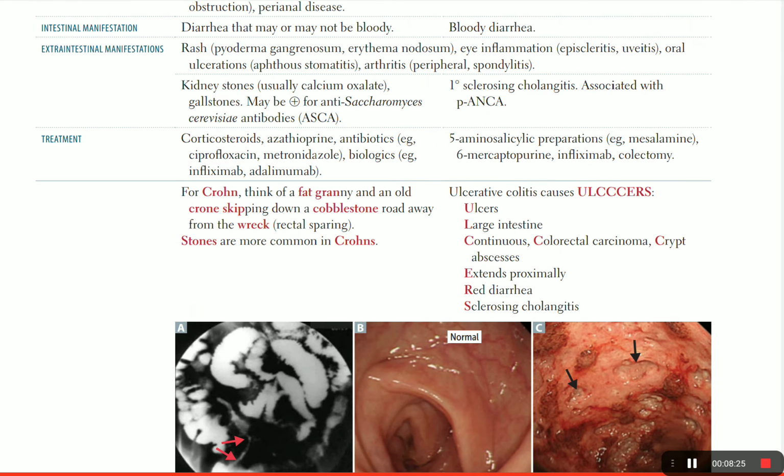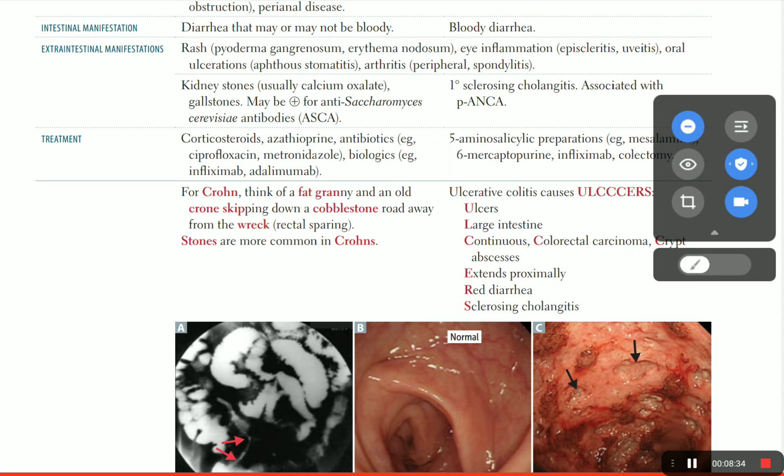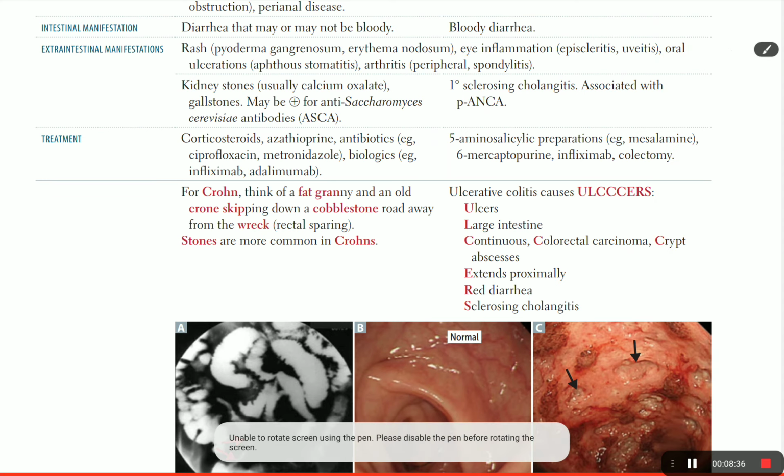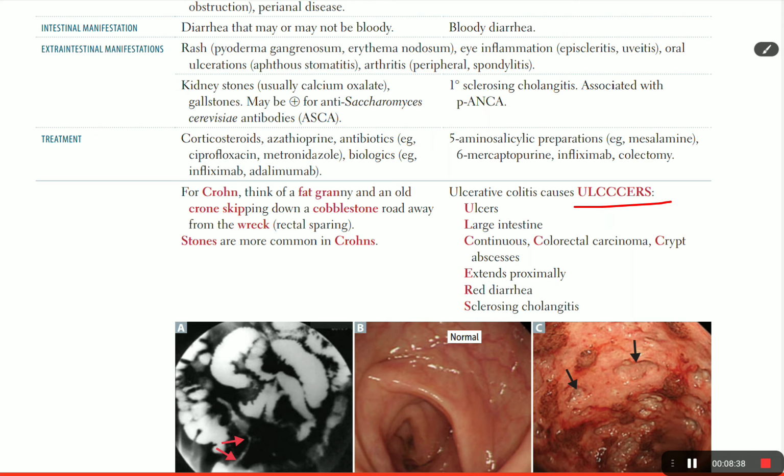Also here they put some mnemonics to make it easy to memorize those diseases. For ulcerative colitis, they made a mnemonic for ulcers. U stands for ulcer, L for large intestine, C for continuous, colorectal carcinoma and crypt abscess, E for extends proximally, R for red diarrhea, bloody diarrhea, and the last one is sclerosing cholangitis.